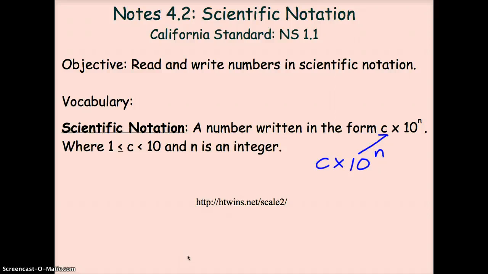Hello class, and welcome to Notes 4.2, Scientific Notation. California Standard for today is NS 1.1. And our objective is to read and write numbers in scientific notation.